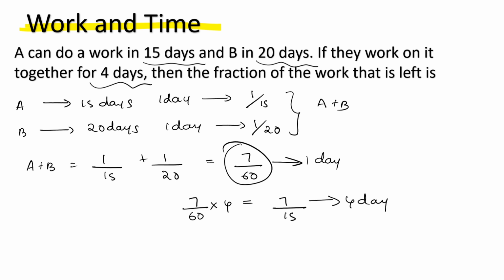Now they have asked what is the fraction of work that is left. That means the whole work we can take as 1 minus 7 by 15, which will be equal to 8 by 15. This is the part of work that is left that has to be done.